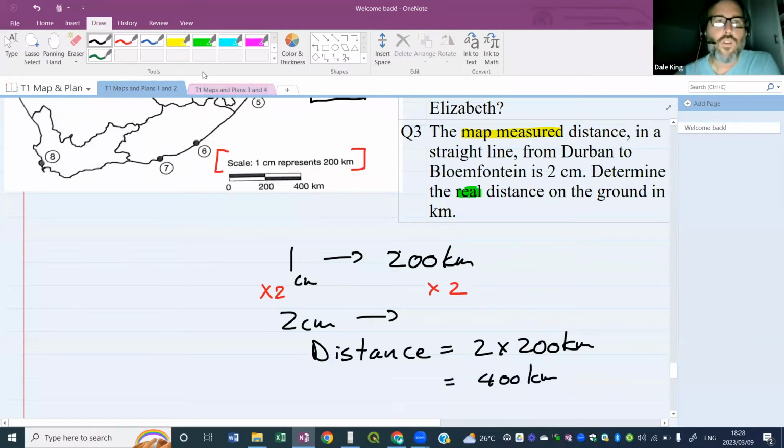Shout out to the people who have their units. Don't forget your units, okay? Otherwise, Kia's going to have to say something about that. So this scale, when it was given to us, you didn't have to measure with a ruler. They told us that 1 centimeter that you measure with a ruler must give you 200 kilometers in the real world. So we just take 2 centimeters and multiply by 2 to get our 400.